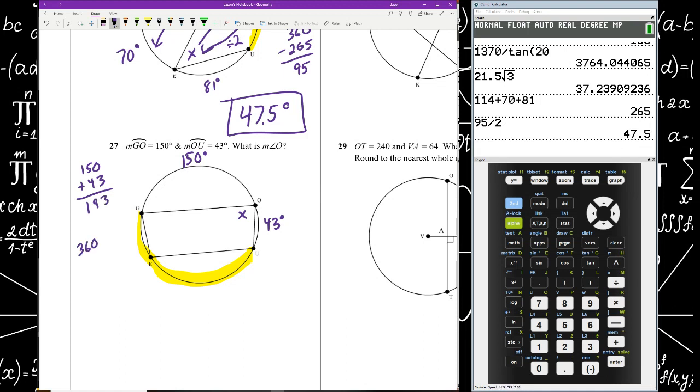360 minus 193 gives you 167. So this entire arc is 167. Arc to angle, divide by 2. 167 divided by 2 ends up giving you 83.5. So there's your final answer, 83.5 degrees.